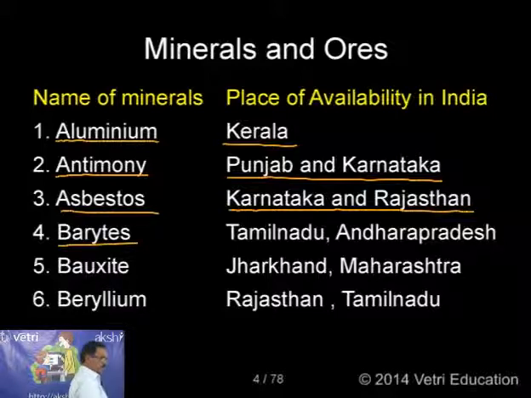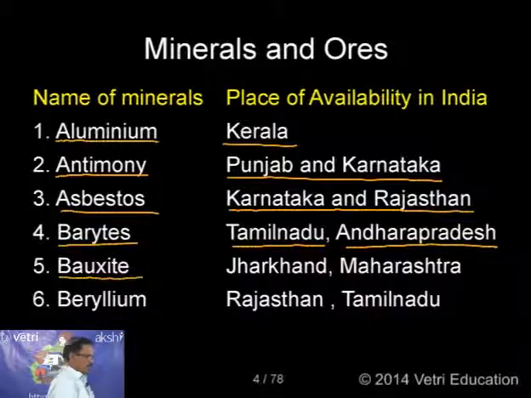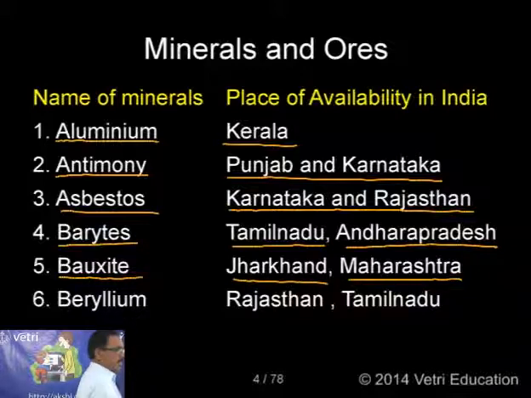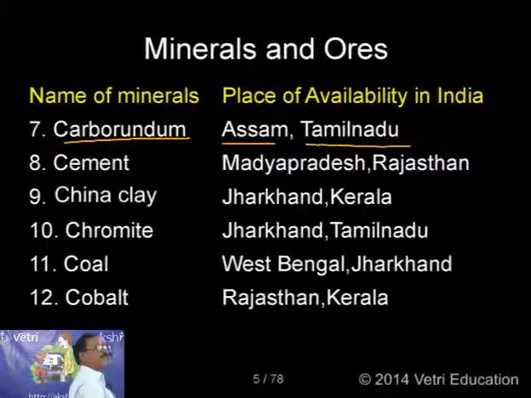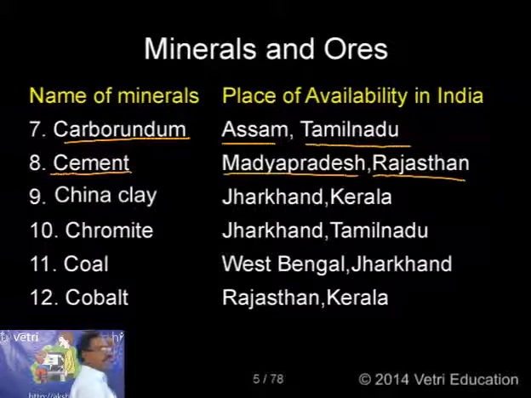Barytes, another important mineral, is available in Tamil Nadu and Andhra Pradesh. Bauxite, another most important mineral, is available in Jharkhand and Maharashtra. Beryllium, the most valuable metal, is available in Rajasthan and Tamil Nadu. Continues the list. Carborundum, another most important mineral, is available in Assam and Tamil Nadu. Cement is the most valuable material we know. It is available in Madhya Pradesh and Rajasthan mainly.